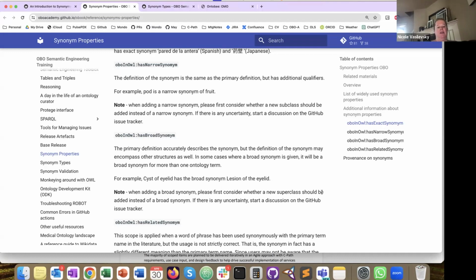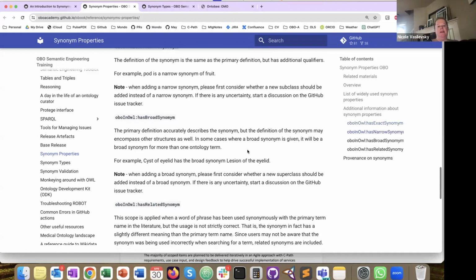And again, broad synonyms, the opposite of narrow, is when a synonym is more general or encompasses other structures. So there's also the consideration of whether the broad synonym should be added as a superclass of a term versus just as a synonym.